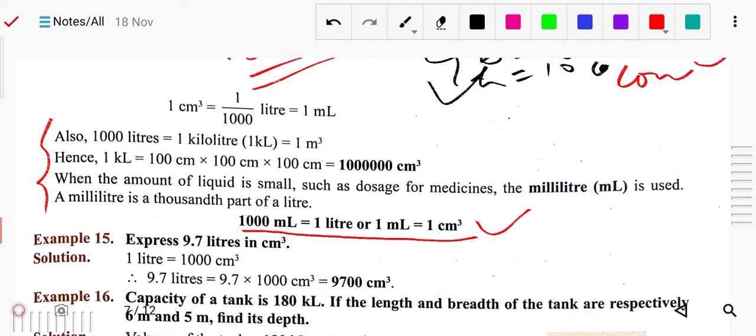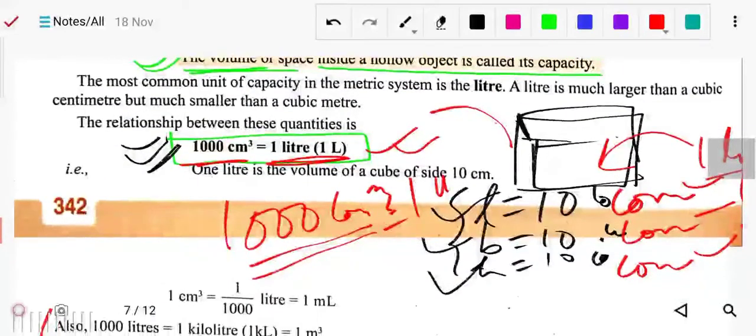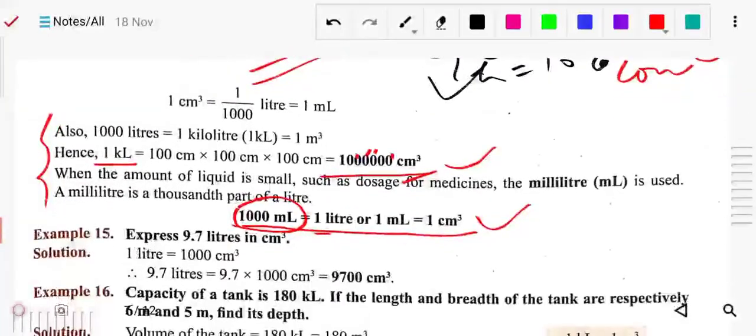1 kiloliter equals 1 followed by 6 zeros centimeter cube. Likewise you have to learn these. Why does 1 milliliter equal 1 centimeter cube? Because you can divide: 1000 milliliter equals 1 liter, and 1 liter equals 1000 centimeter cube. So 1 milliliter equals 1 centimeter cube.